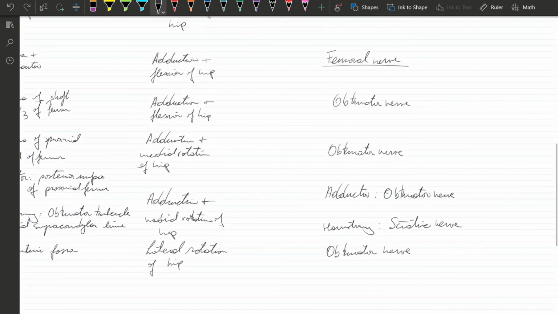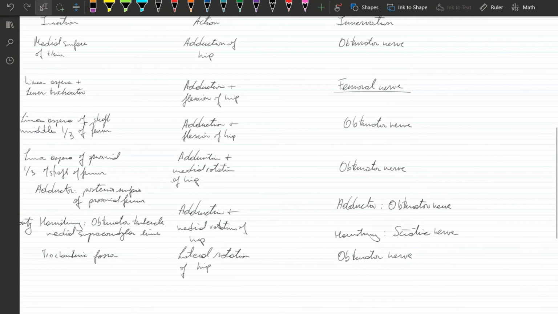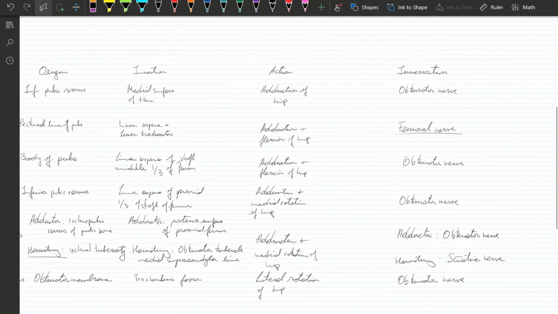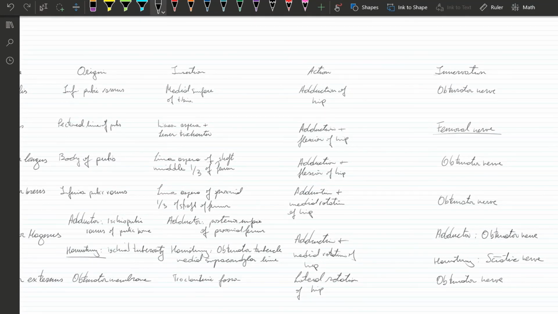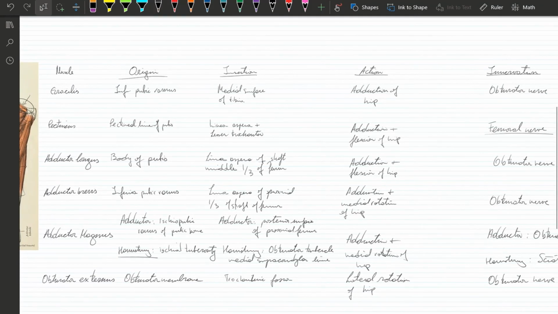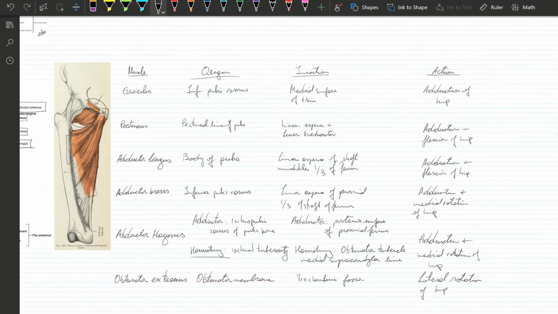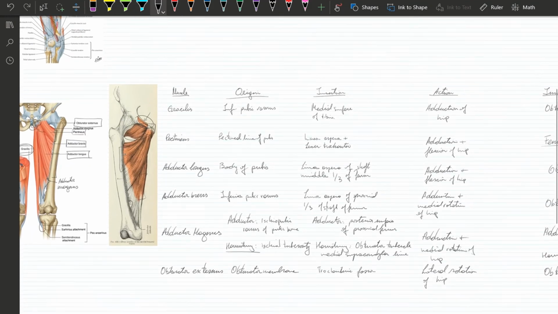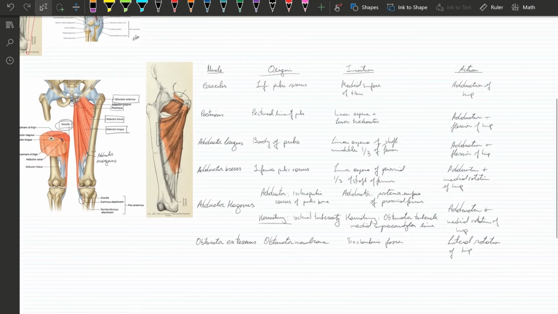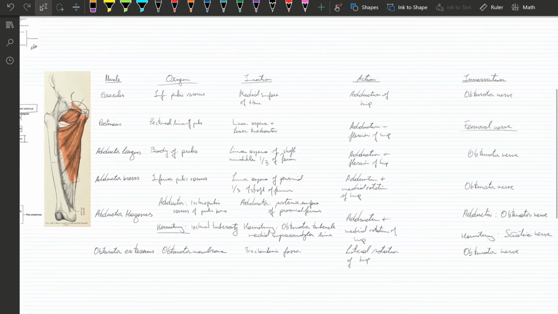I know my writing is not very pleasant to see, but I tried to do this as fast as I could. And those are all the origins, insertions, actions, and innervations of the medial compartment of the thigh muscles. There it is.